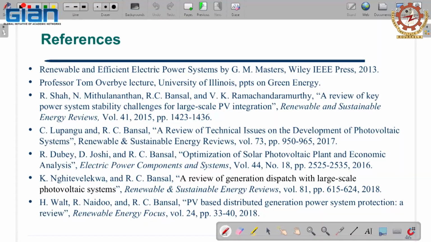Again, some of the important references. Mostly I talked from this book. Very important. Please, at least every student, online and offline, download this 2003 version. At least you have some resources talking about renewables, wind, solar, very nicely explained. Some other topics are also there.